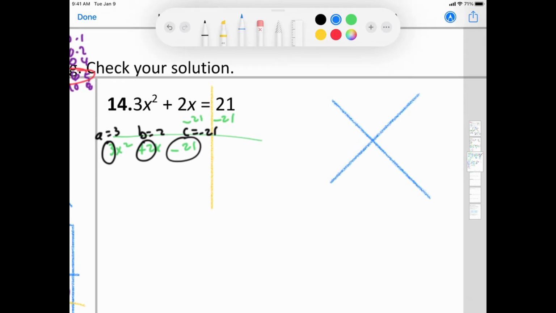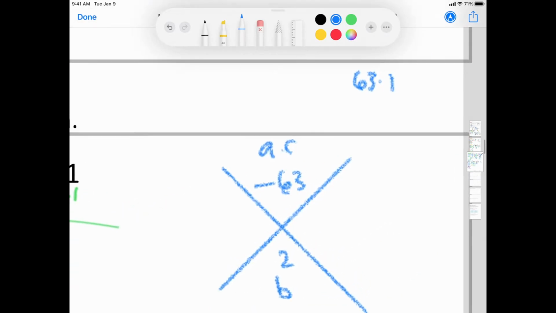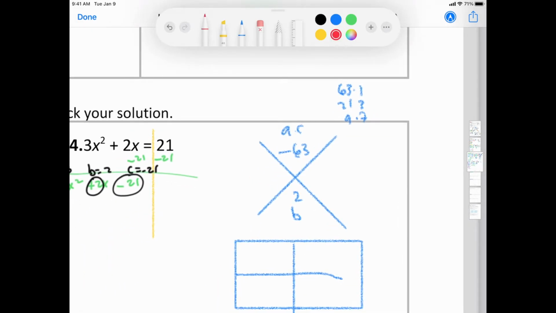Okay, let's do our X box. A times C is 3 times negative 21, which is negative 63. My B value is 2. Let's write all the factors. 63 and 1. No. 3 and 21. 9 and 7. Any of those match? Winner, winner, chicken dinner. 9 times negative 7 gives me negative 63. 9 minus 7 gives me 2.